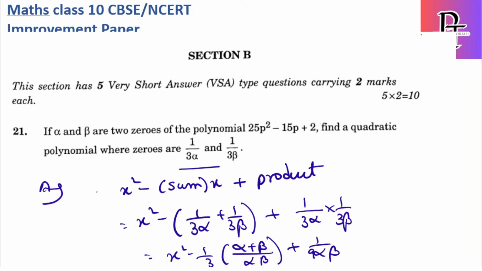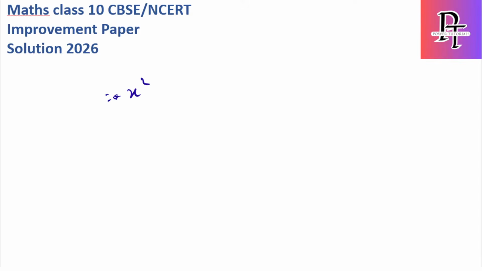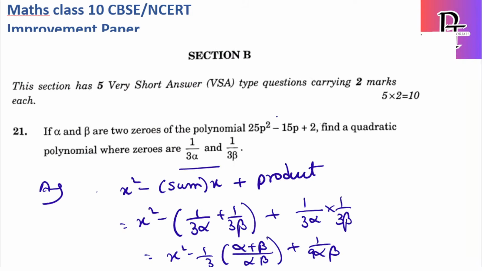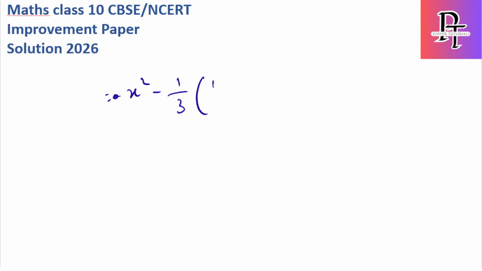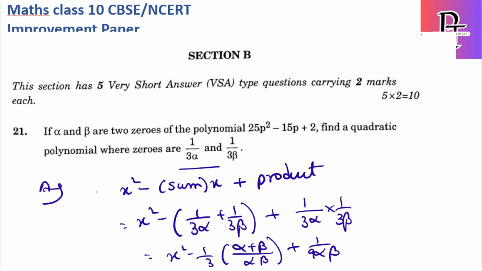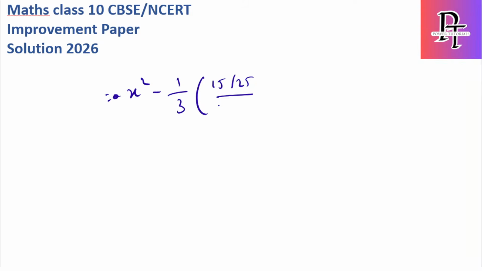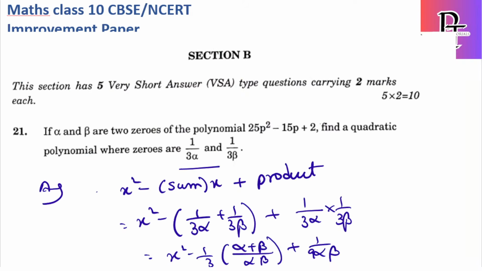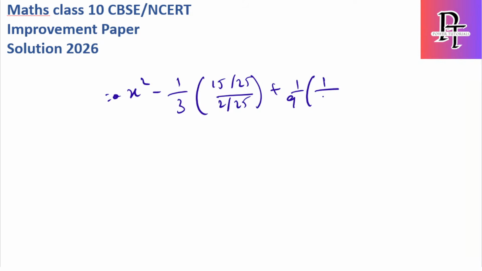So x square minus 1 by 3 into alpha plus beta. The sum of zeros is minus b by a, which is 15 by 25. Write like this, 15 by 25. What is the product of zeros? Product of zeros is c by a, 2 by 25. So 2 by 25 plus 1 by 9 into 1 by the product of roots 2 by 25. So this becomes 2 by 25 as numerator. Okay, so this 25 gets cancelled out.